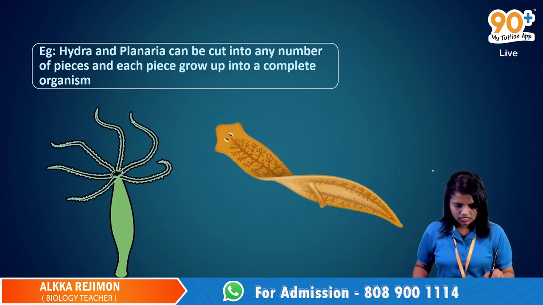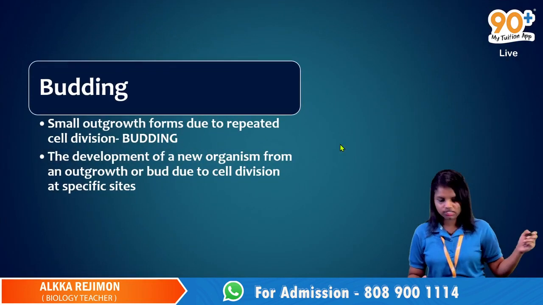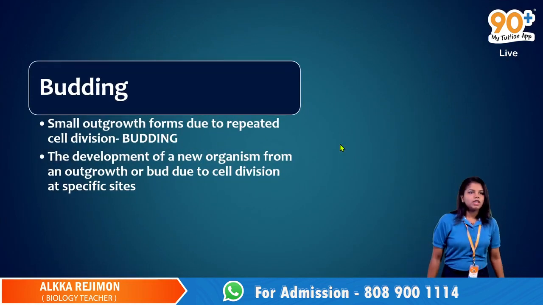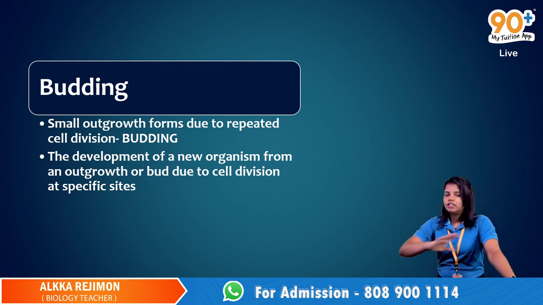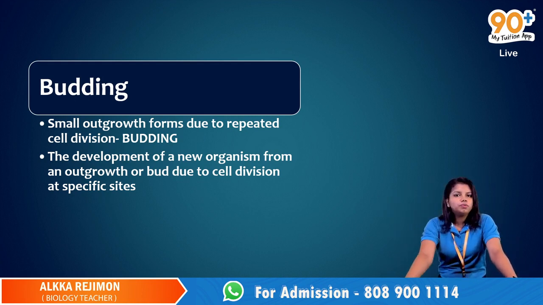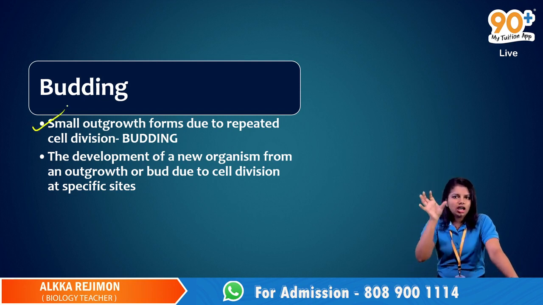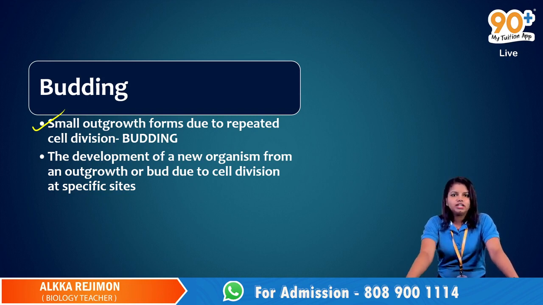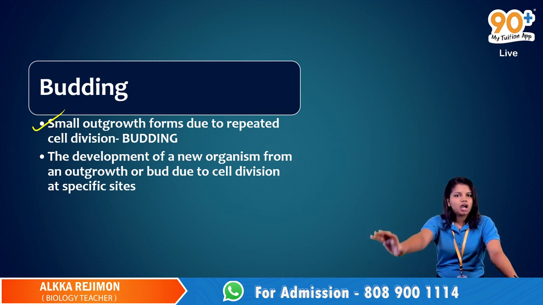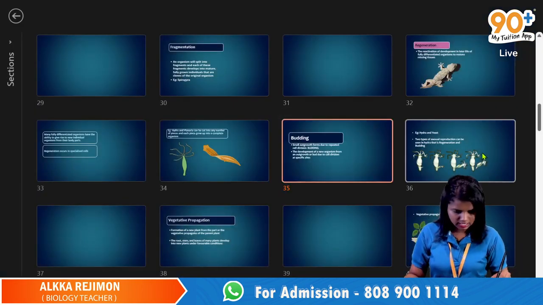So these are certain things regarding regeneration, and now we have to discuss budding. Okay, and for budding I'll also show you an animation. Budding is basically a small outgrowth formed due to repeated cell division. Through a lot of cell division, an entire bud comes out from an organism like hydra; that process is budding. It is the development of a new organism from the outgrowth or bud due to cell division at specific cells.